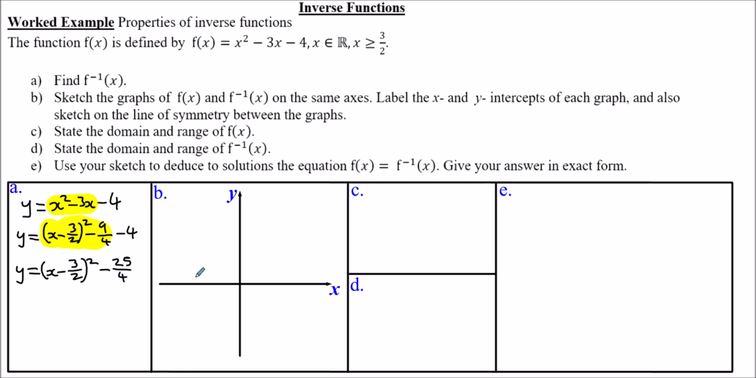So if I now add this 25 quarters to both sides, I get that y plus 25 quarters equals (x minus 3 over 2) all squared. Now square root both sides, so the square root of y plus 25 over 4 is going to equal x minus 3 over 2.